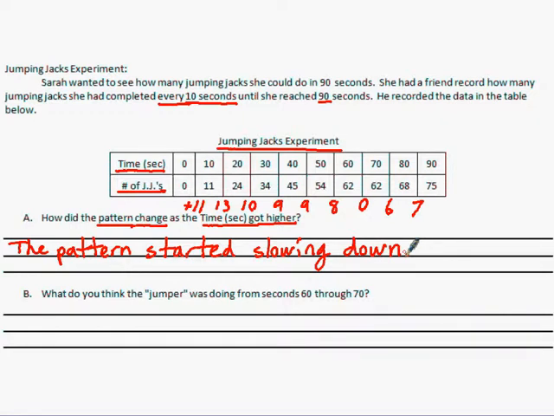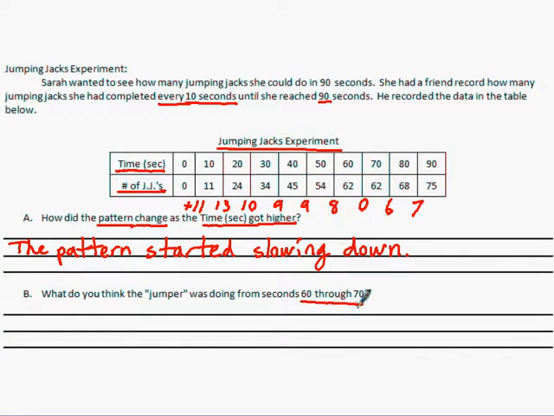One way we can think about that is if you're doing something in real life, if you're doing jumping jacks, you're probably going to slow down after doing 50 of them. If you were to right now do 50 jumping jacks, you might have to take a break, you might have to slow down. So, second question, what do you think the jumper was doing from seconds 60 through 70?